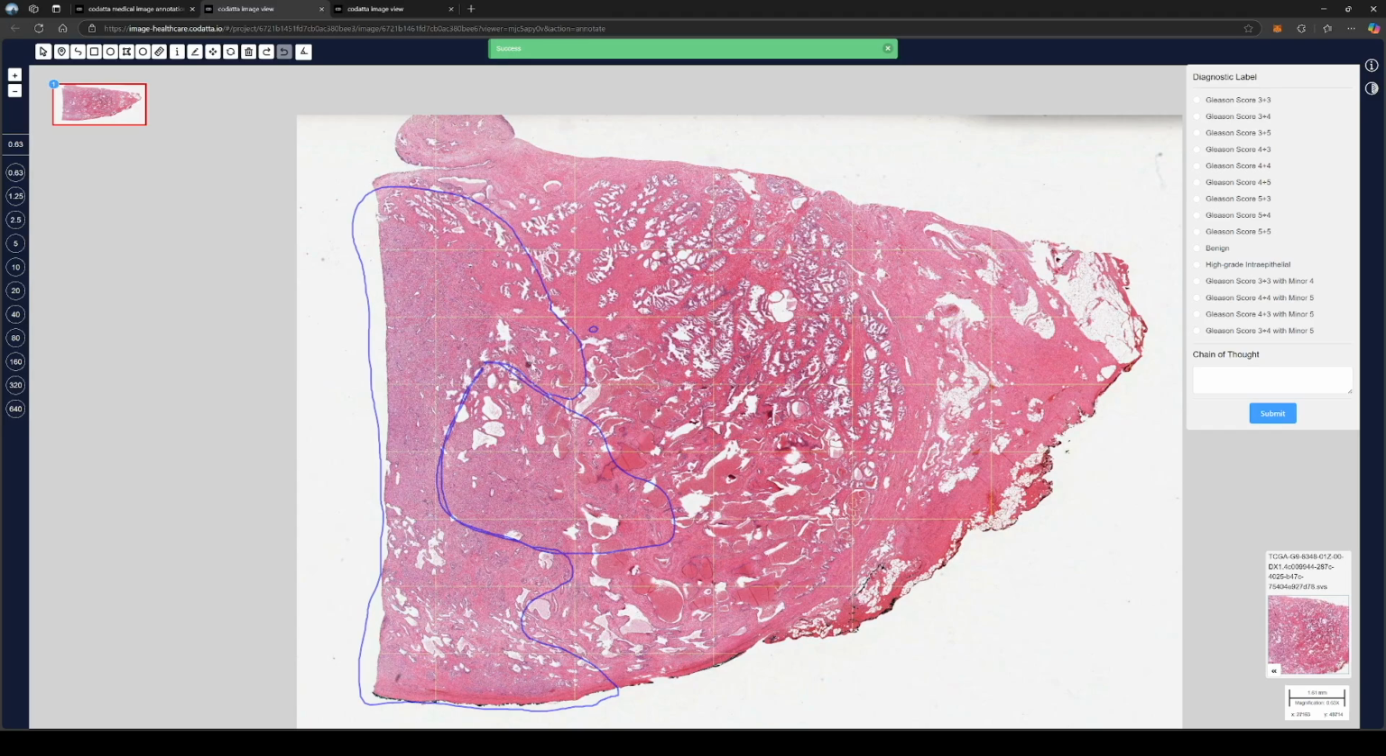Finally, I write a concise summary paragraph describing the grading of the tumor in this slide. This includes my observations and reasoning for the assigned Gleason patterns. Once complete, I assign an overall label to the whole slide, ensuring it reflects the tumor grading accurately.